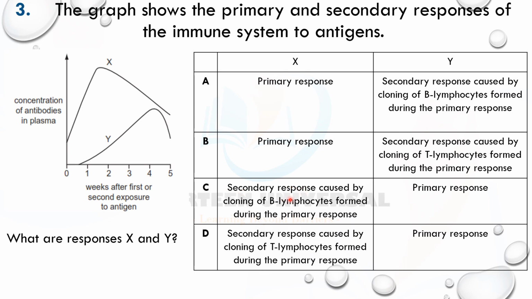So for the secondary response, look at this. This is a secondary response caused by cloning of B lymphocytes formed during the primary response. Yeah, this other option is a secondary response caused by cloning of T lymphocytes. Now T lymphocytes do not produce antibodies, it's only B lymphocytes, so that's what we're going to consider. Of course Y is the primary immune response. So X is the answer.